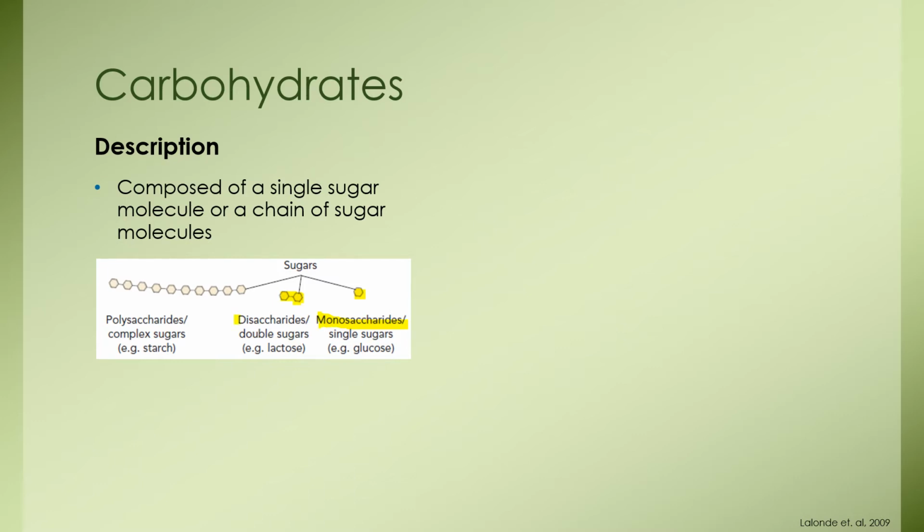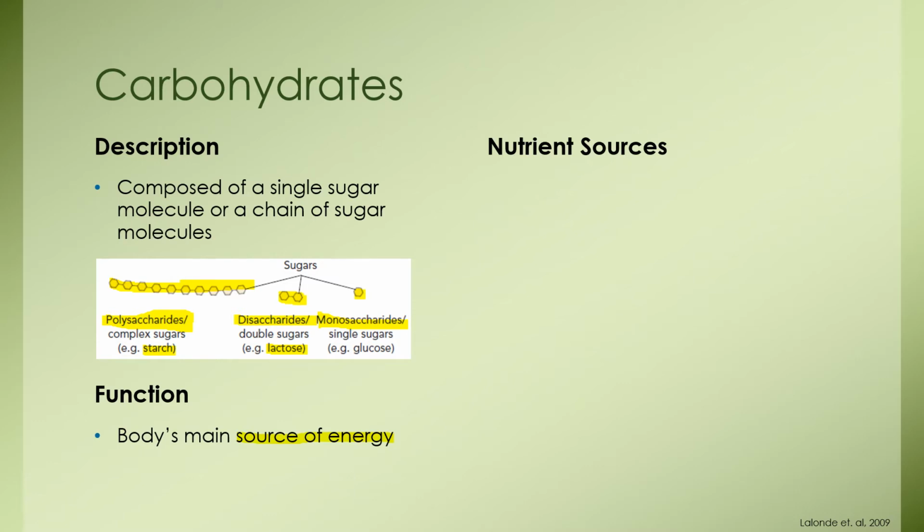And we have also disaccharides. They are double sugars, so they have two molecules. For example, lactose from the milk are disaccharides. And they are also carbohydrates. And we can have more, okay, more than two. So we can have big chains like that. We call it polysaccharides. They are complex sugars. For example, starch, okay? The function. The main function is to be a source of energy to your body. So when you eat carbohydrates, you are getting energy.